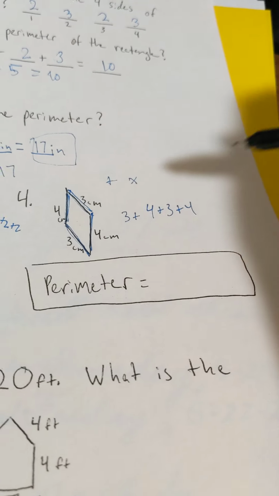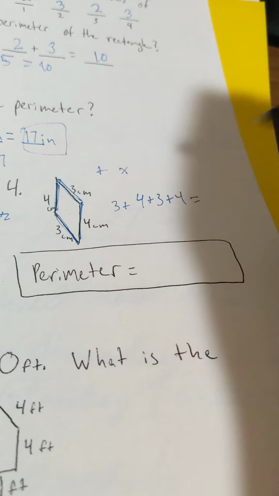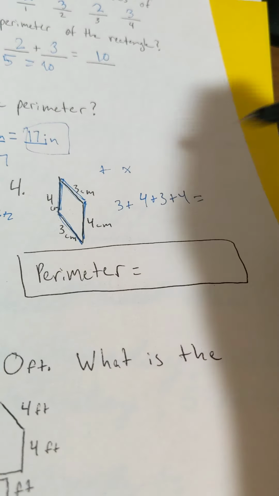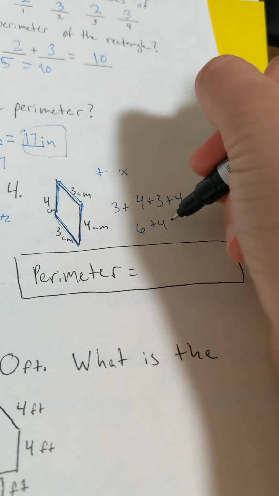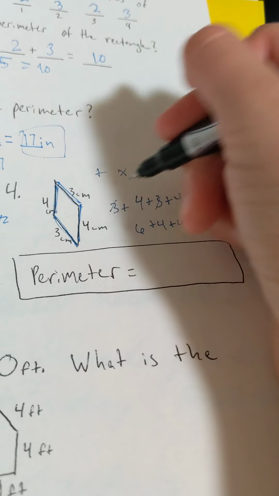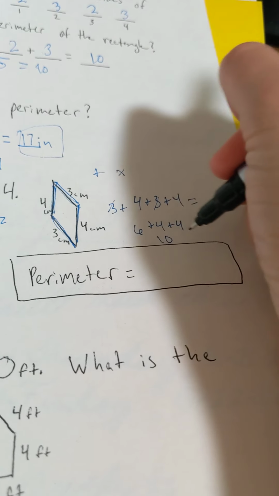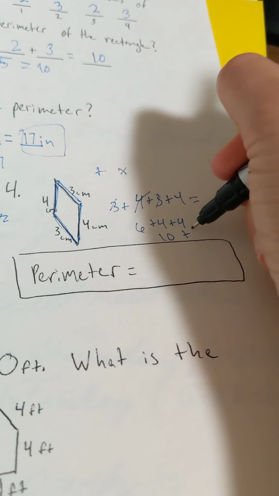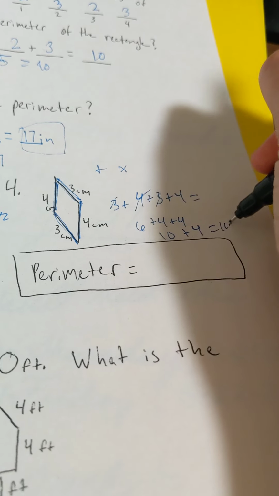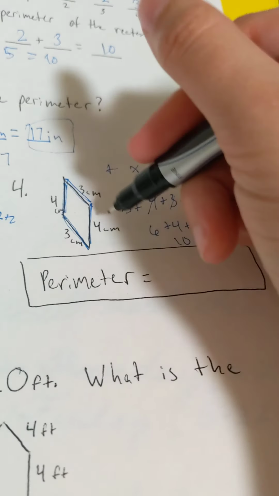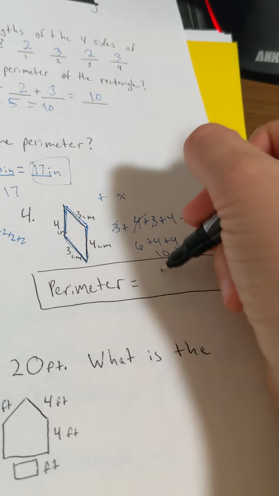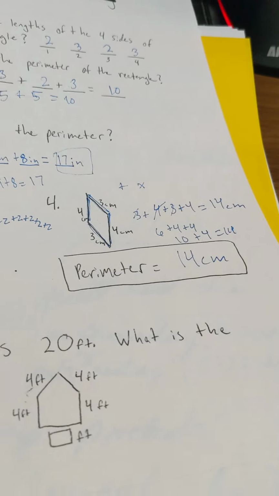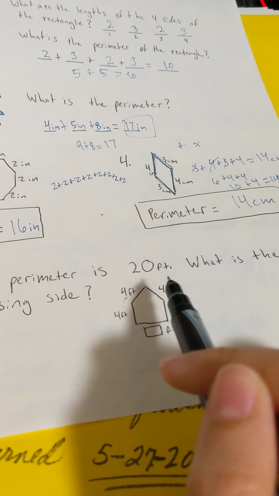Okay, what's 3 plus 4? Well, we could do 3 plus 4 is 7, or we could do 3 plus 3 is 6, and 6 plus 4 is 10. And 10 plus 4 is 14. So it's 14 cm, so that's centimeters. Okay, and I have to make sure I write it in the box. 14 centimeters.